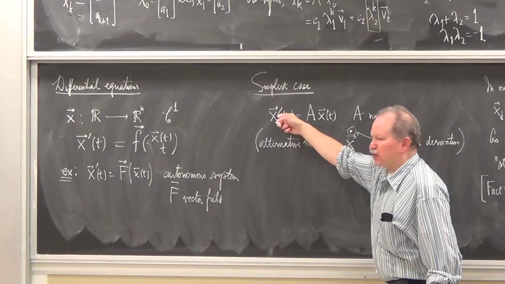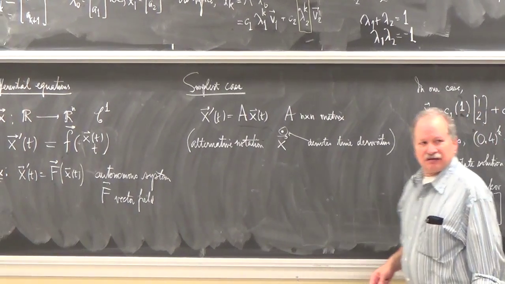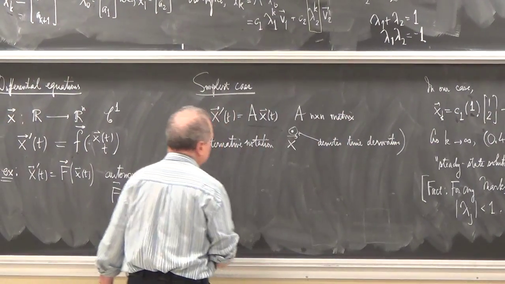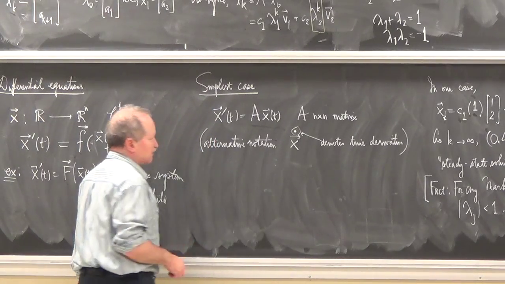So you can put a prime, you can put a dot, it's all the same thing. But you don't write the of t then? Like with the dot on the top? You can, yeah. I mean, I'm going to get lazy and leave off the (t)s mostly.